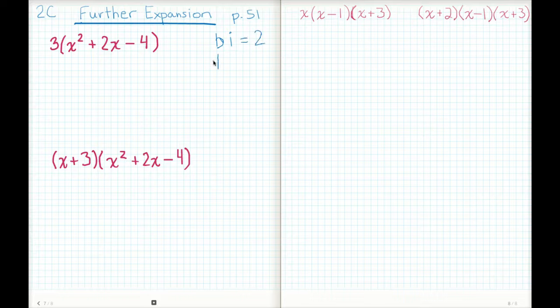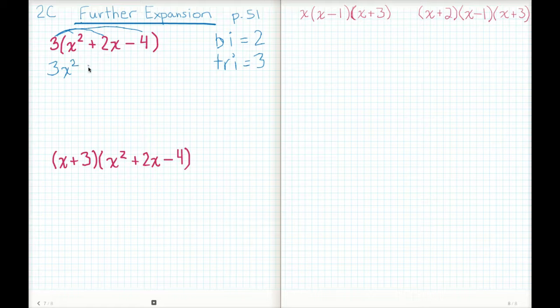So if we talk about a trinomial, if it says tri in front of it, then that's going to be an expression with three terms. So here I have 3 times a trinomial because it has 1, 2, 3 terms. When we expand something like this, we do it just like before. We take this and multiply it by everything in the brackets, just like the distributive law. You may have remembered seeing this before.